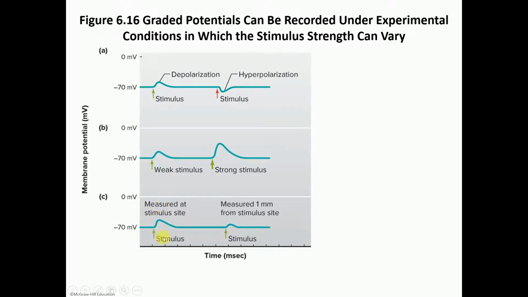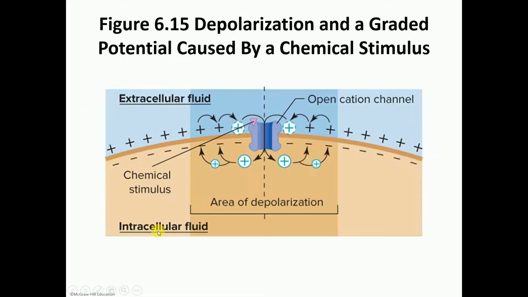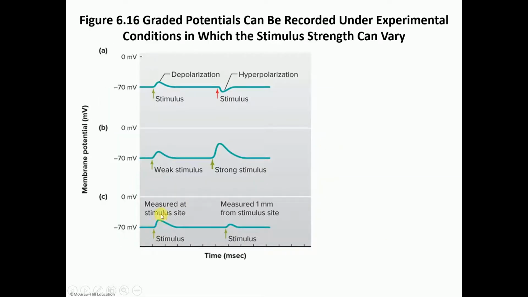Also, it depends on where you record the change. Okay, so let's go back to this image. If you record the electrical changes that are happening here, it will give you a bigger curve, as opposed to recording it at this point, where you will get a smaller curve. And that's what you see here. So measured at the site of the stimulus gives you a bigger curve compared to the curve you get if you've measured 1 millimeter away from the stimulus. Again, all of this applies to graded, not action potentials.